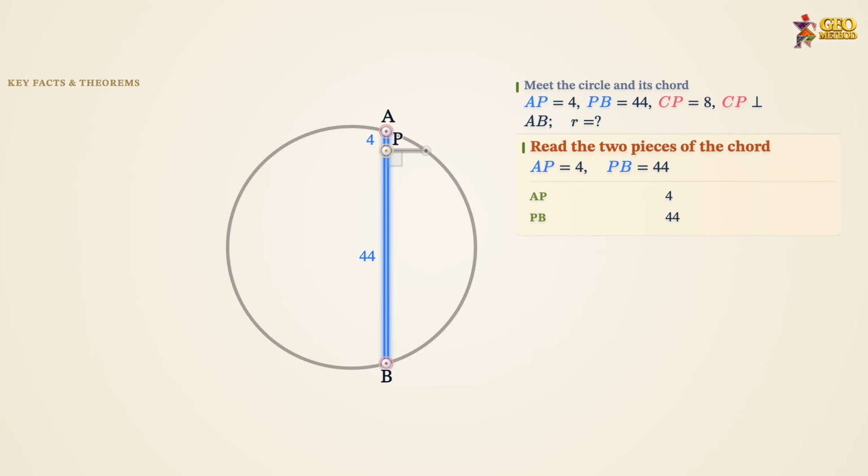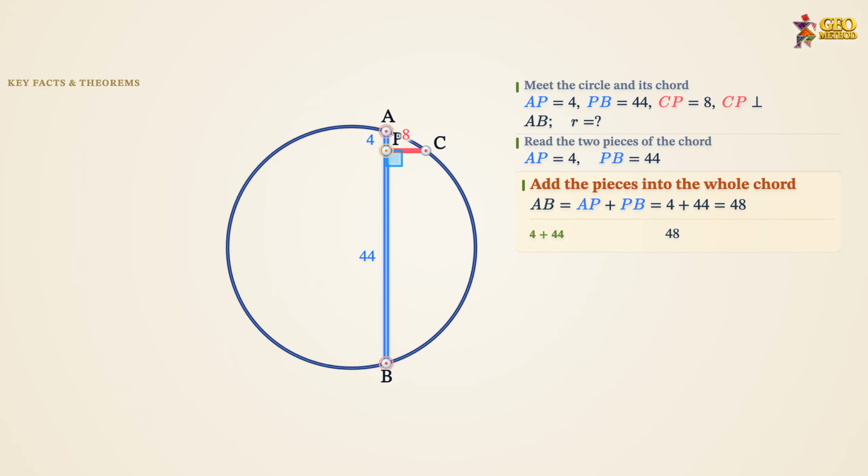Read the blue chord first. P splits segment AB into the short piece segment AP equals 4 and the long piece segment PB equals 44. The compact labels sit beside the exact segments they measure. Together, the two pieces make the full chord. Segment AB equals 4 plus 44, or 48.